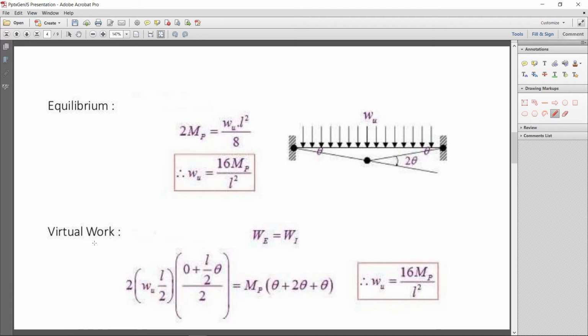Now second, by the virtual work method, the external work done is equal to the internal work done. First of all, what is the internal work done? You can see there are 3 hinges forming, one plastic hinge here at the left, one at the right, and one at the center. The deformation at this plastic hinge is theta, at this one also theta, because it is symmetrical, and the plastic deformation at the center is 2 theta. So Mp into theta plus 2 theta plus theta, that is the internal work done.